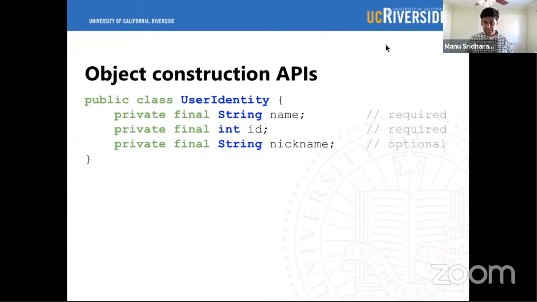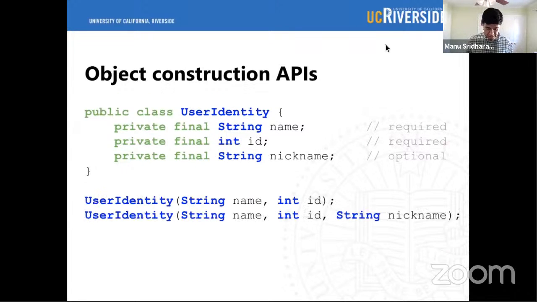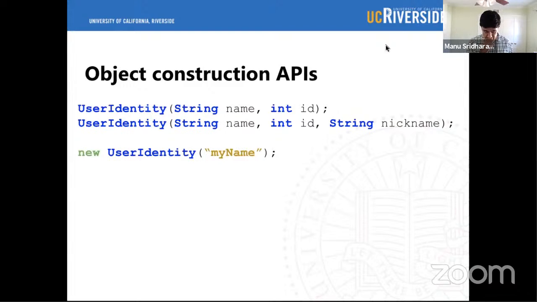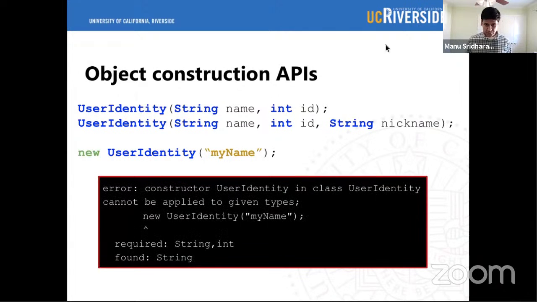So how do we typically construct objects in Java? Well, we use constructors. So here, you could provide 2 different constructors depending on whether or not the client wants to provide a nickname. And let's say that we have these constructors and some client tries to build an invalid user identity object, just providing a name, but not an ID. Well, as you know, the compiler is going to reject this. You'll get a compile error because there's no constructor signature that matches just passing a single string argument in.